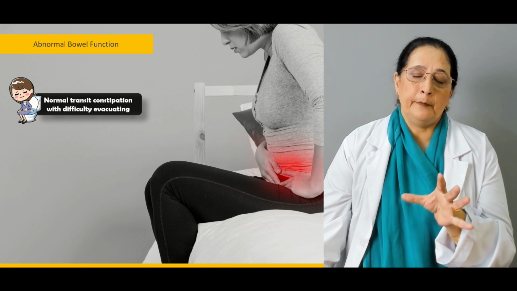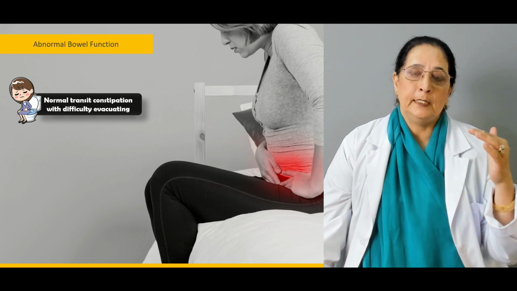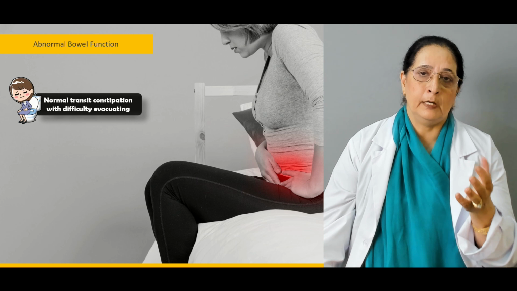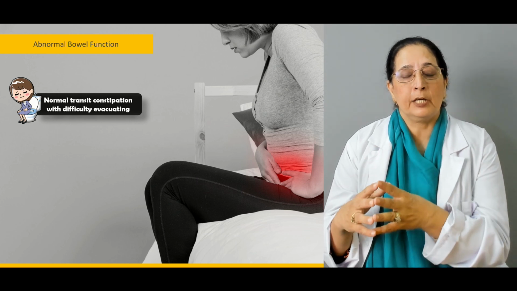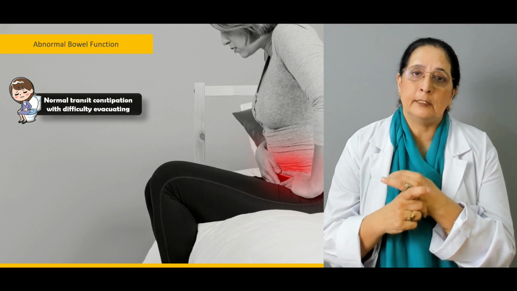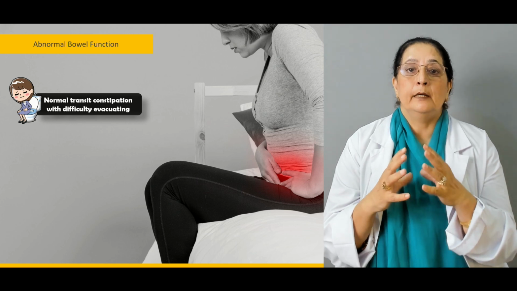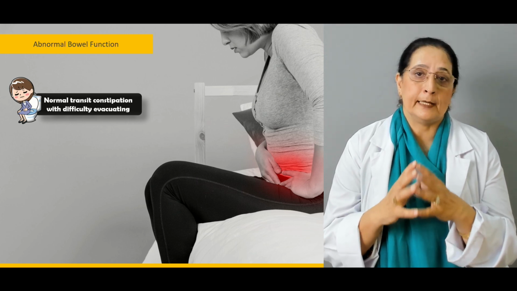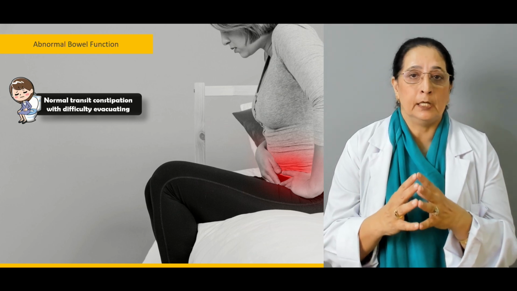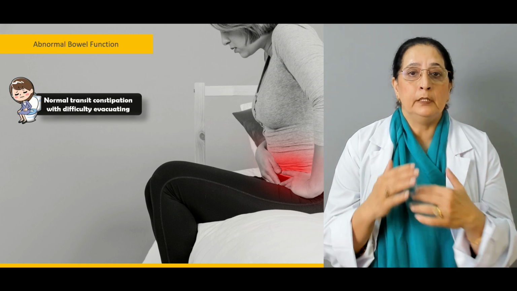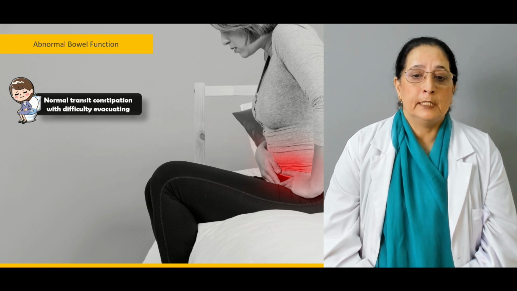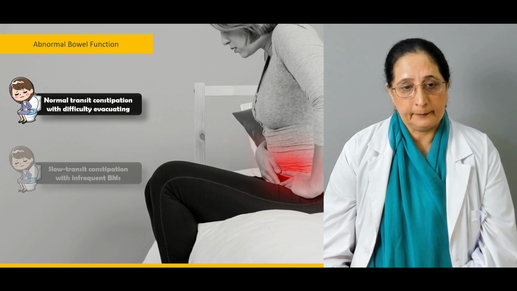So the transit time is normal. It means the smooth muscle part is normal, the peripheral nervous system is normal, but there is a problem in evacuation. There is a problem in the relaxation of the sphincter or the muscles. There is a problem in the reflex mechanism, which can be due to injuries, spinal injuries, and injuries at different levels. All these can lead to abnormal bowel function, which is difficulty with evacuating.